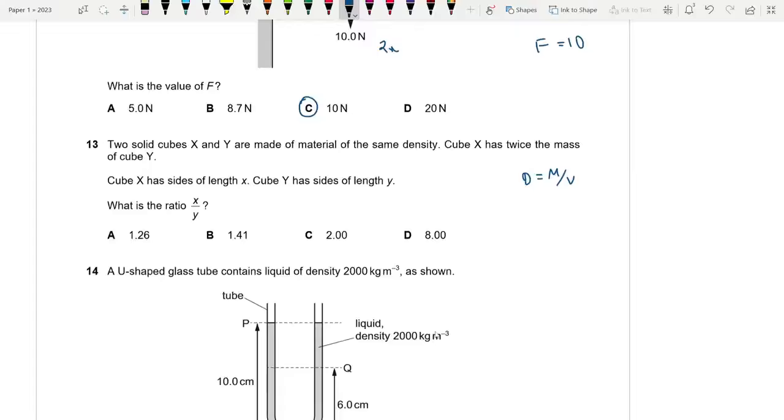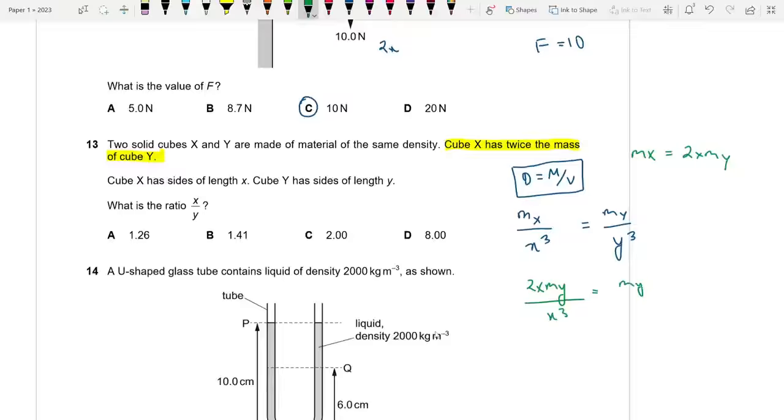X has twice the mass. So mass of X divided by volume, it's a cube, right? So x cube, is equal to mass of Y divided by y cube. Why? Because the density is the same for both of them. Now the cube X has twice the mass of cube Y. So can I write this, that mX is equal to twice of mY? So twice mY divided by x cube is equal to mY by y cube.